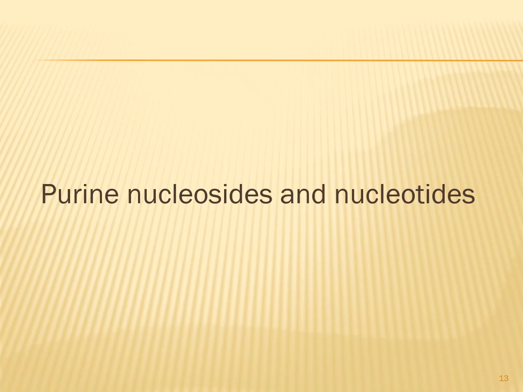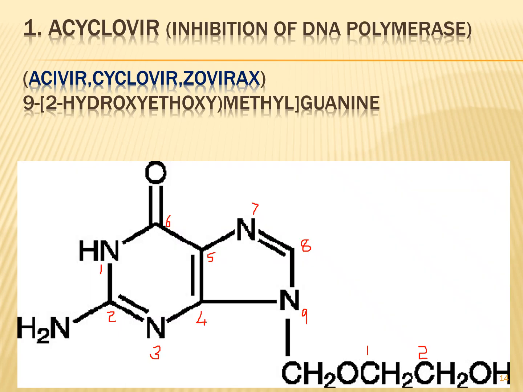First we will discuss the purine nucleosides and nucleotides. So first we have acyclovir. It's an inhibitor of DNA polymerase enzyme. Look at the trade names. The trade names are Acyclovir, Cyclovir, Zovirax.